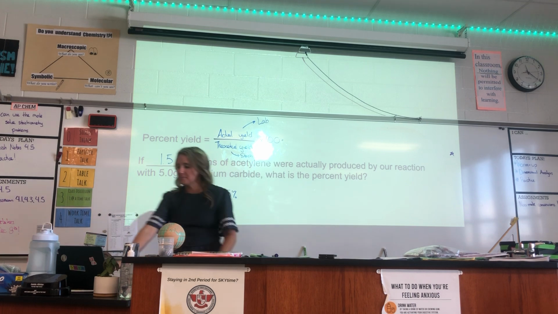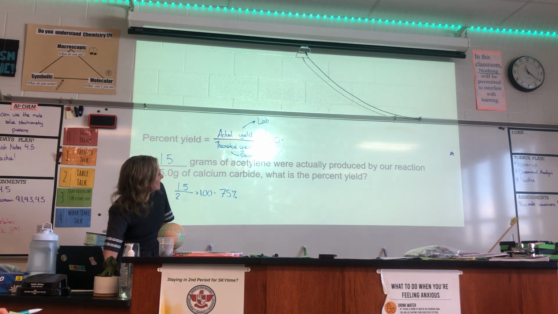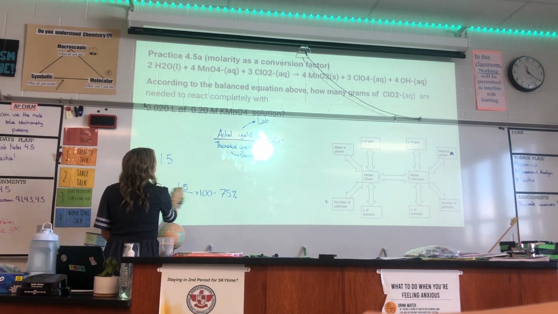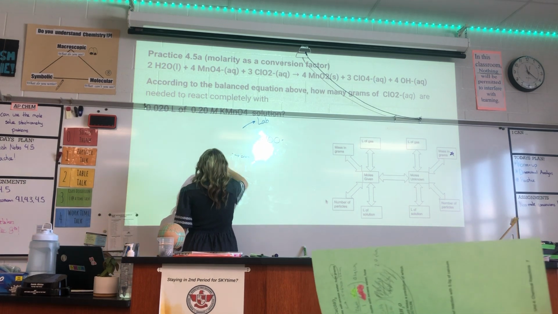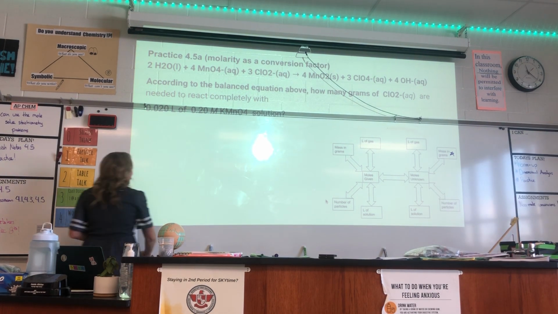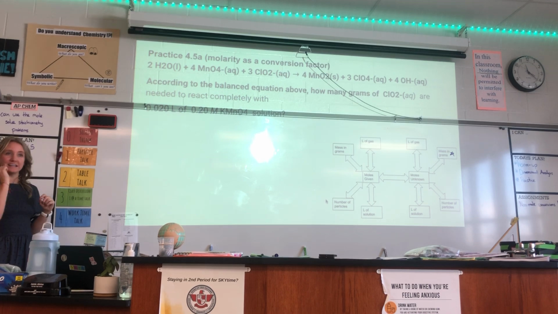Okay, let's try a problem similar to the ones we did last time, of converting units. This problem says, according to the balanced equation above, how many grams of ClO2 are needed to react completely with 0.020 liters of a 0.2 molar KMnO4 solution? It's similar to before, but the units are different. So I always start with, what do I know, and what am I trying to find? On our map, where are we starting, and where are we going?